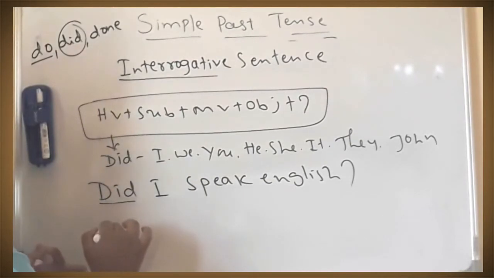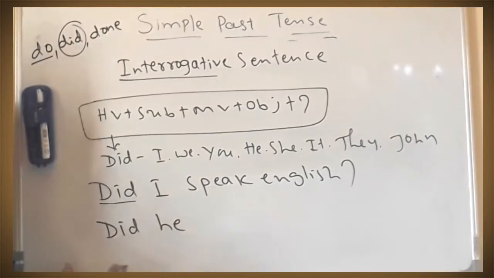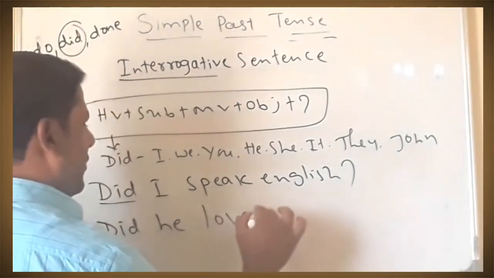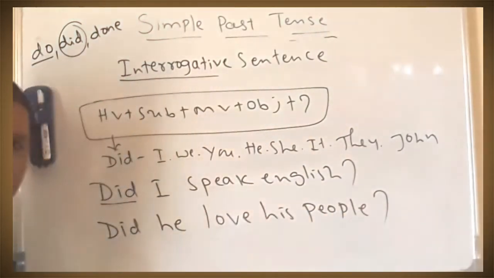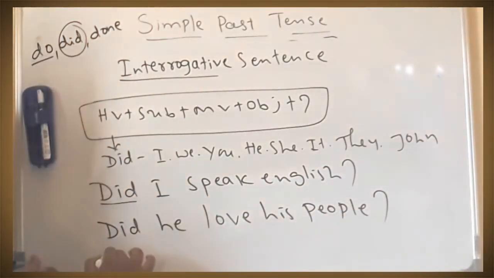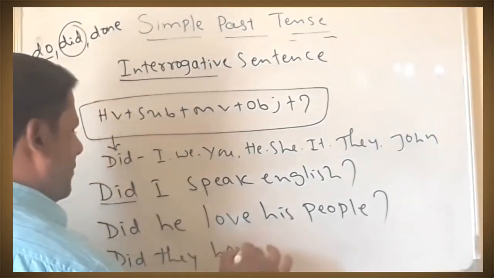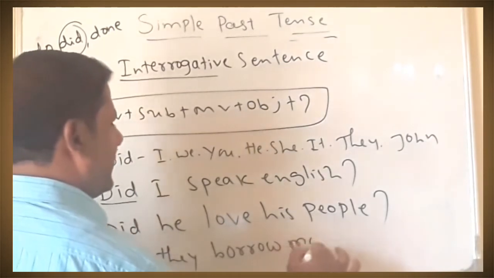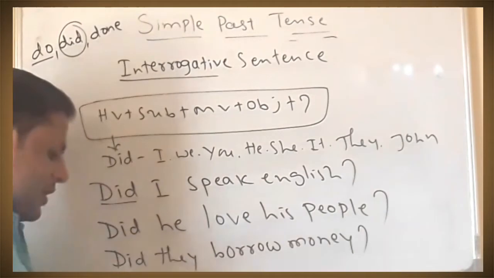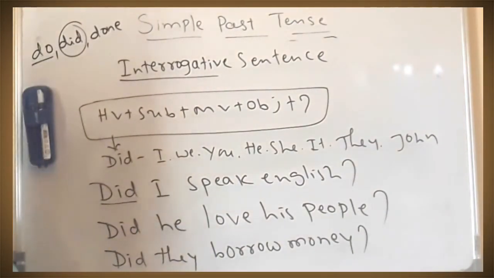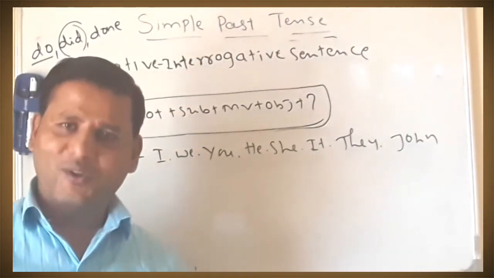Next, did he love his people? Did he love his people? Question mark. Did they borrow money? Did they borrow money? It's a question mark. So this is the interrogative sentence of simple past tense. Let's see the negative interrogative sentence.